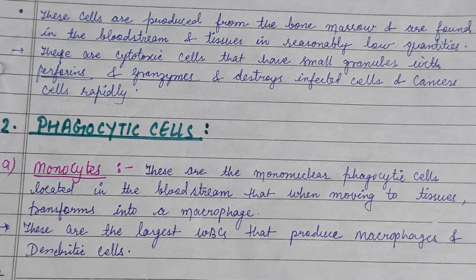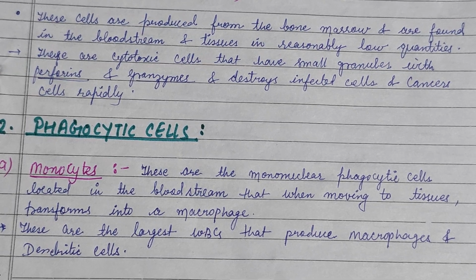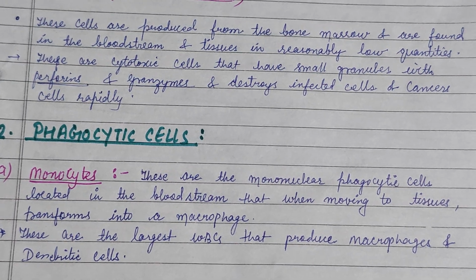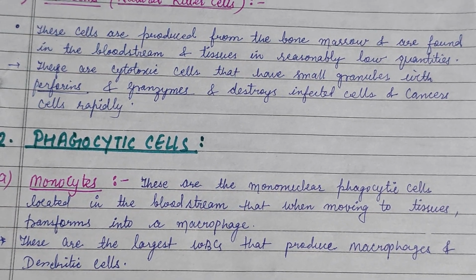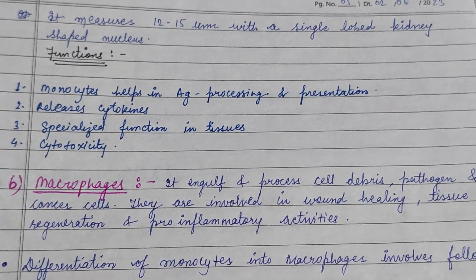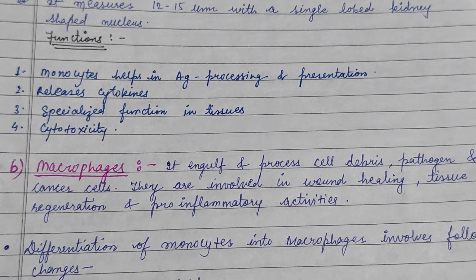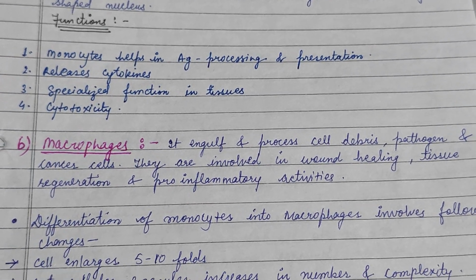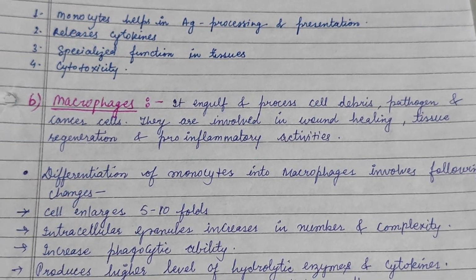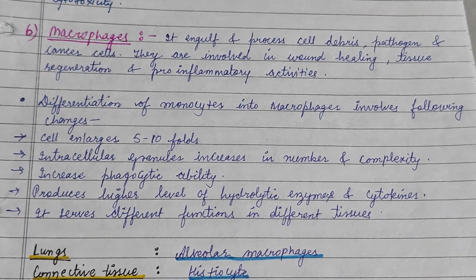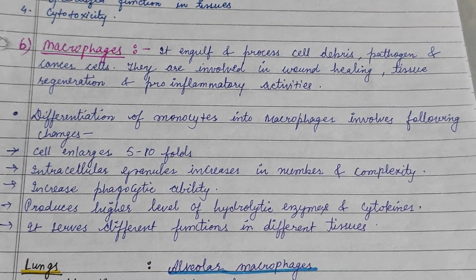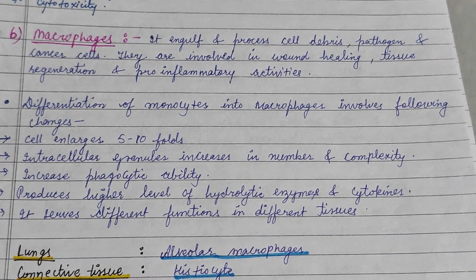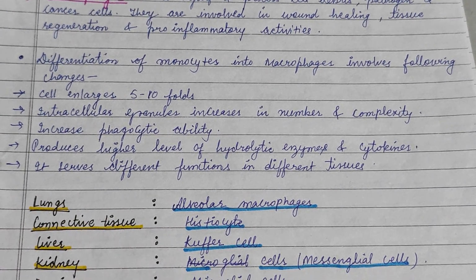Phagocytic cells include monocytes, which are the mononuclear phagocytic cells located in the bloodstream that, when moving to tissues, transform into macrophages. The function of monocytes includes antigen processing and presentation, as antigen presenting cells, and releasing cytokines. The next one is the macrophages, initially called monocytes, which process cell debris, pathogens and cancer cells. They are involved in wound healing, tissue regeneration and pro-inflammatory activities.